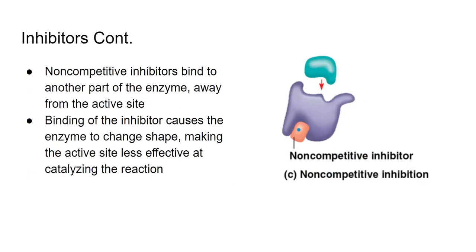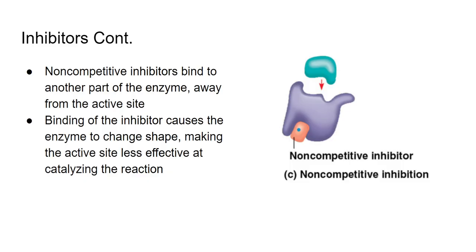And in this case, we have a non-competitive inhibitor, which does the same thing as the competitive inhibitor in making it so that the substrate cannot bind to the enzyme. So a non-competitive inhibitor does the exact same thing, except it doesn't bind to the active site of the enzyme. It binds to a site that's away from the active site, and it changes the active site of the enzyme, so now the substrate cannot bind to the active site of the enzyme.